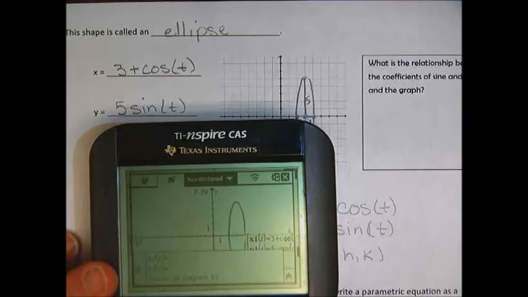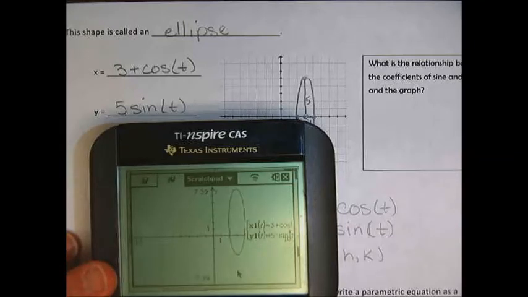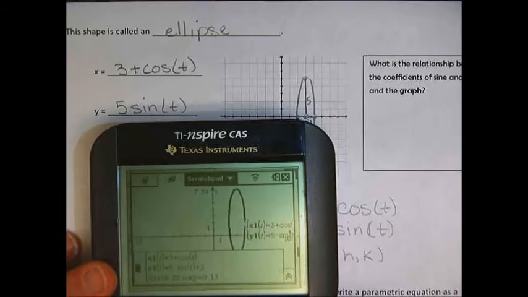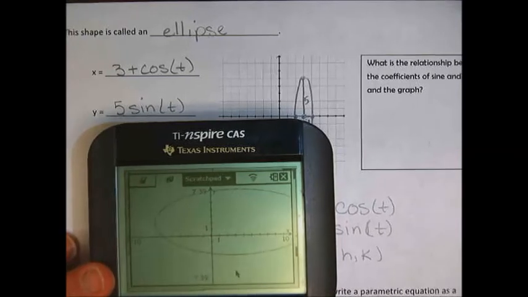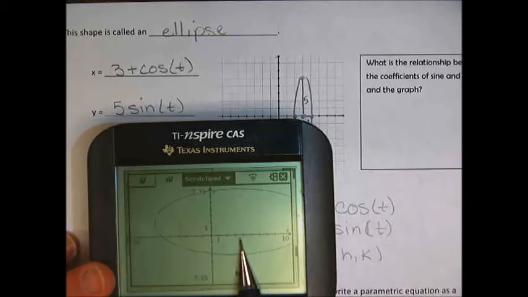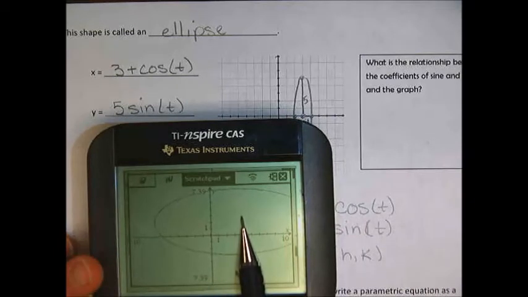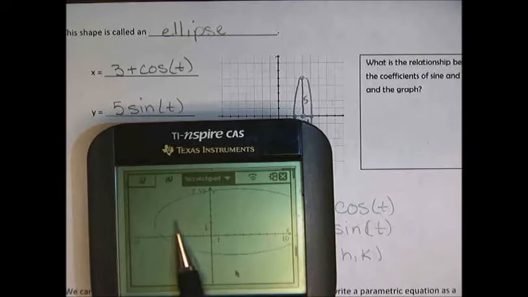Playing with this just a little bit, let's put a plus 2 here, and that's making the k value 2, so it will move that ellipse up. Or if I want to stretch it in the x direction, cosine is x, so let's stretch it way out here and put a 10. I'll stretch that ellipse out, so now the center is 3, 2, because I added 2 to the y equation. The radius in the x direction would be 10 because I put a 10 in front of the cosine.